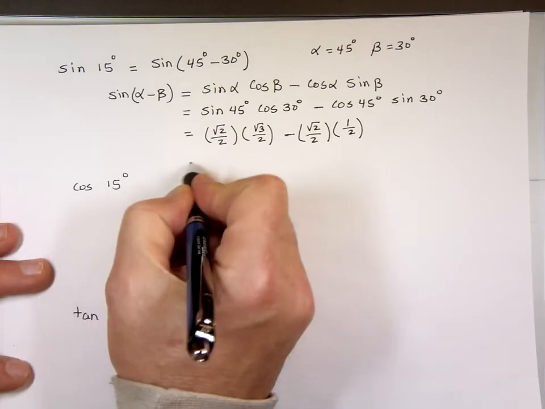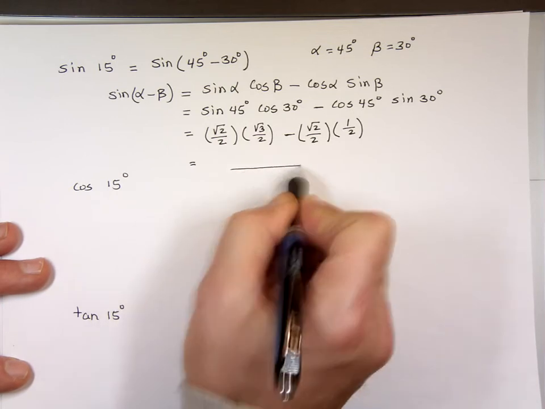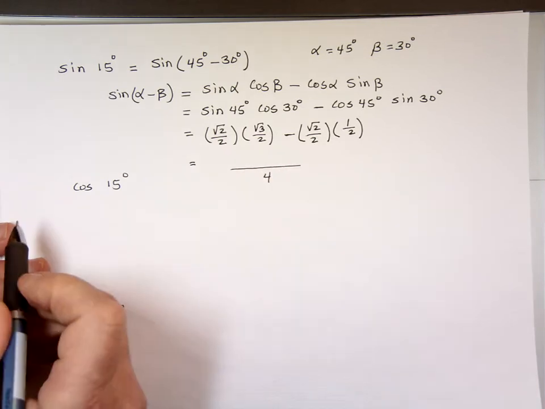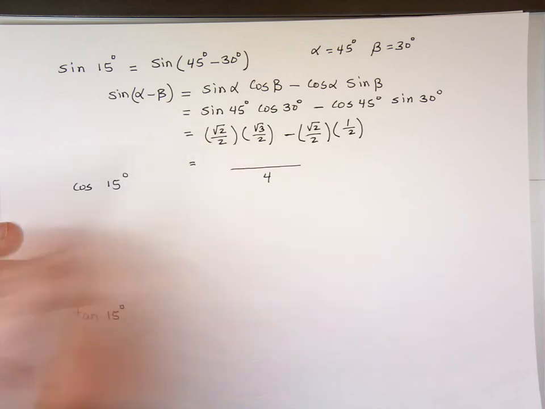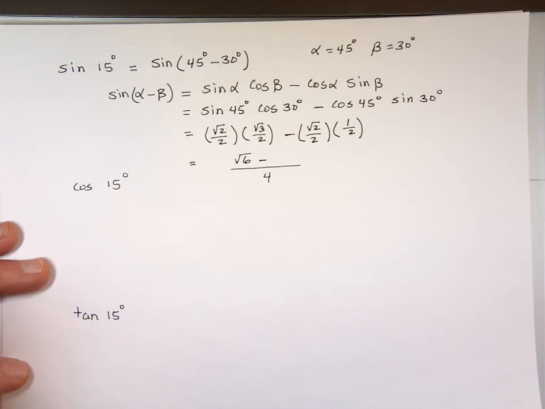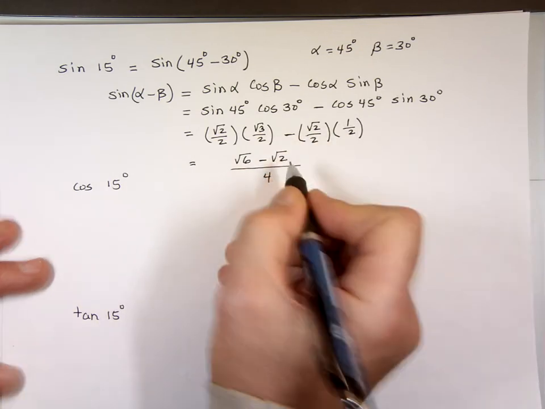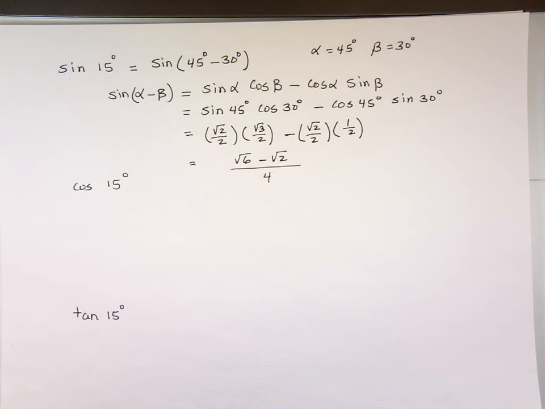That is the square root of 6 over, notice the bottom is going to be 4 for both of them, so I can just do the math here in one step. What's the square root of 2 times the square root of 3? Square root of 6 minus, what is the square root of 2 times 1? The square root of 2. And that's the answer for the sine of 15 degrees. If they say, give me an exact answer, that's your answer.